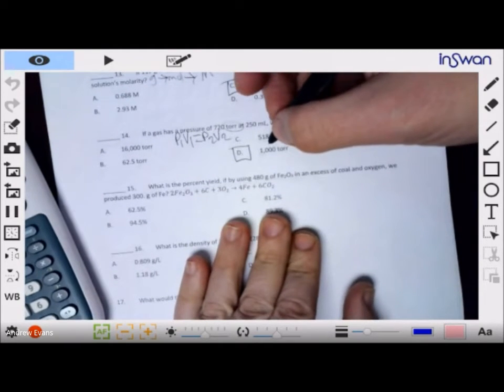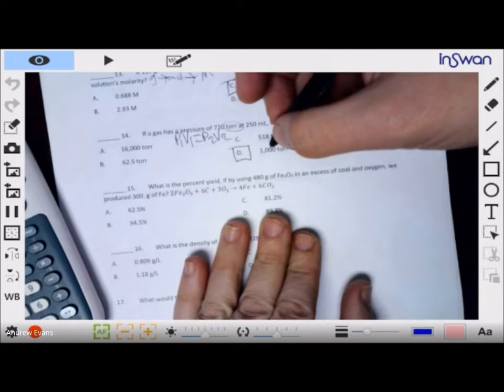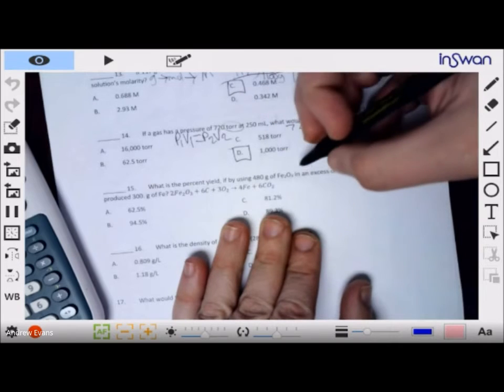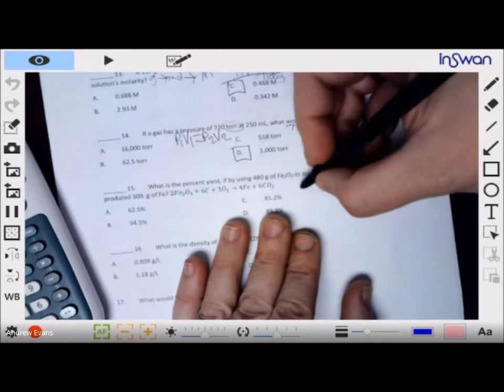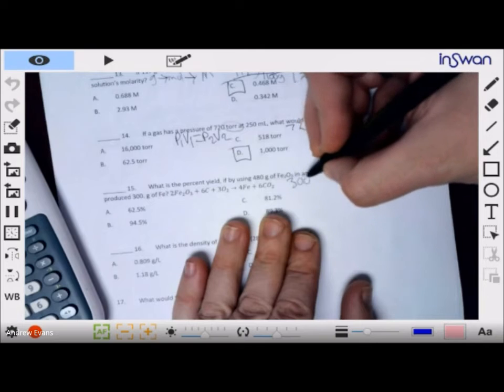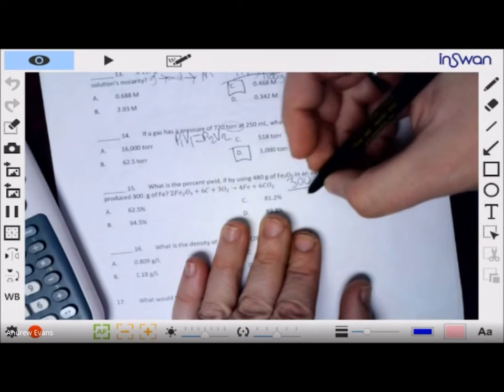What is the percent yield if we use 480 grams of iron oxide in excess of coal and oxygen? We produce 300 grams of iron. So actual divided by theoretical. So we need the actual, we need the theoretical.